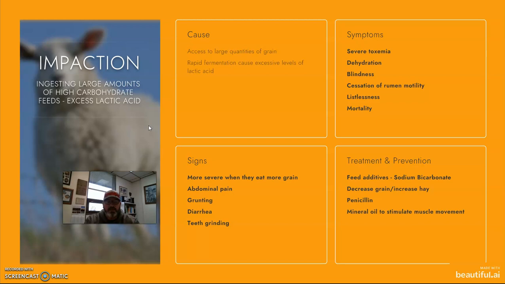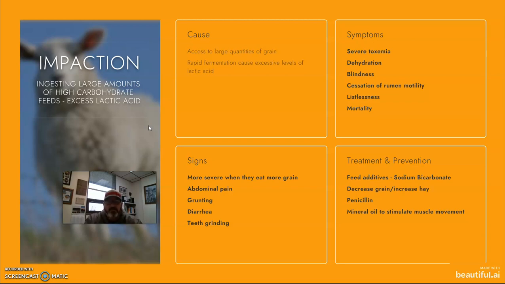Symptoms or signs here, we got the two sections here talking about that, where they have dehydration or blindness, listlessness, abdominal pain, grunting especially, diarrhea, or grinding their teeth. You'll see a lot of different things that could be associated with impaction. And you're going to treat it with maybe some mineral oil in order to help stimulate some muscular movement in the small intestine, help get that stuff lubricated and moving along.